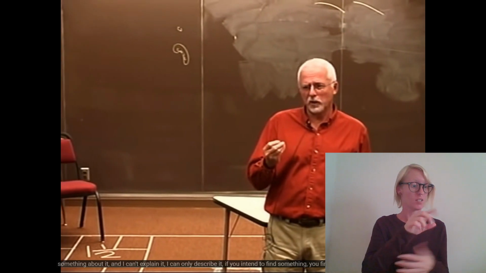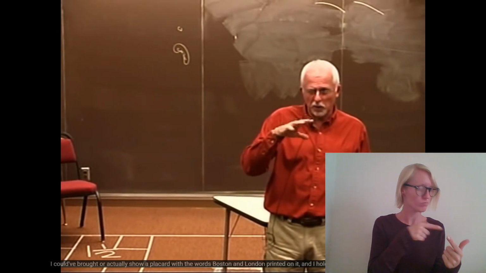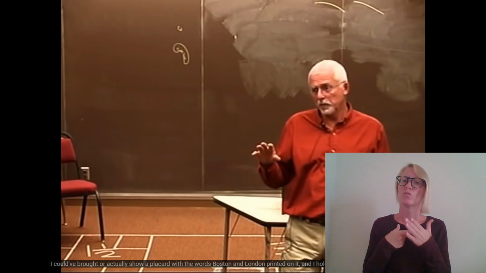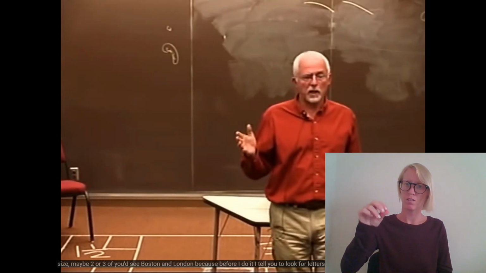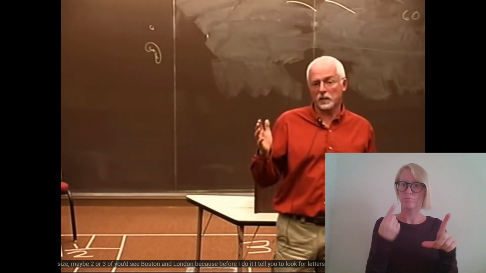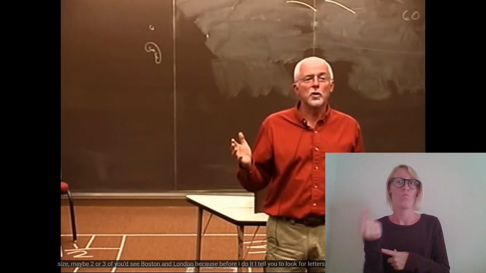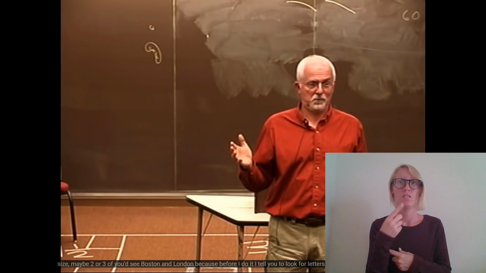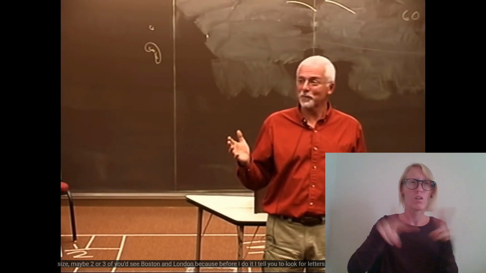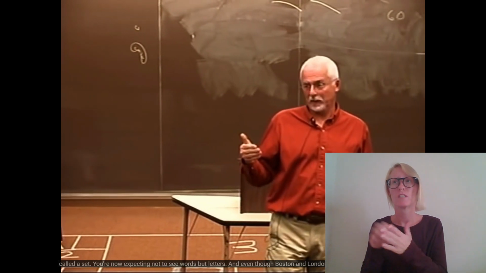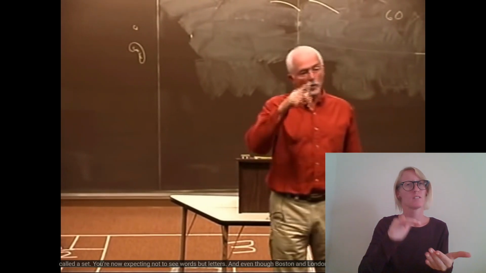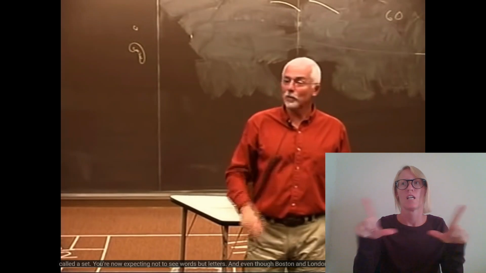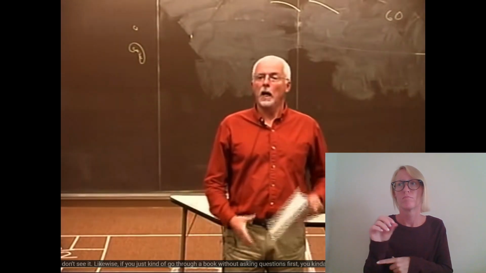And I've got a little demonstration I could have brought where I show a placard with the words Boston and London printed on them. I hold it up for 20 seconds. Out of a group this size, maybe 2 or 3 of you would see Boston and London. Because before I do it, I tell you to look for letters, symbols, and numbers. I create what's called a set. You're now expecting not to see words, but letters. And even though Boston and London are printed on a diagonal, most people don't see it.